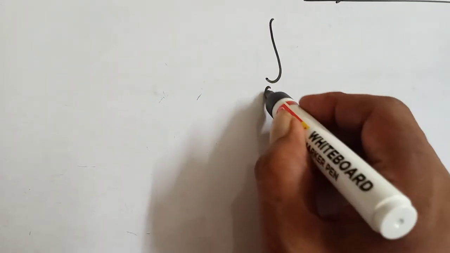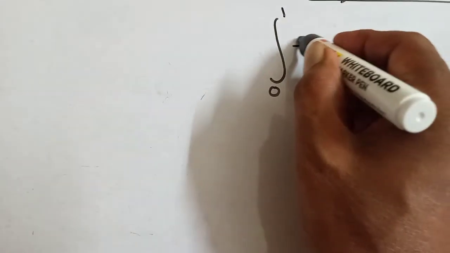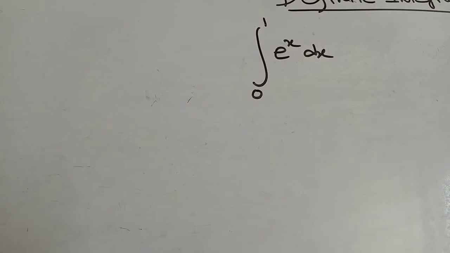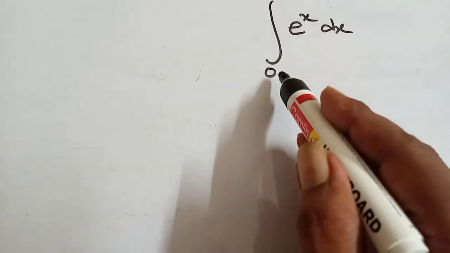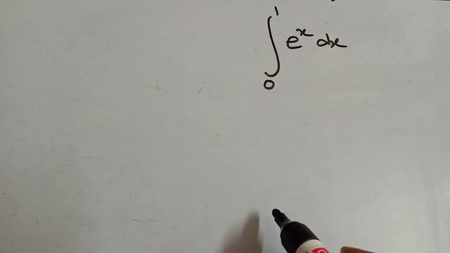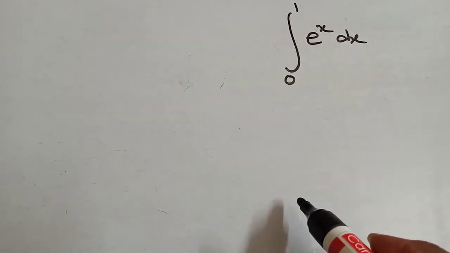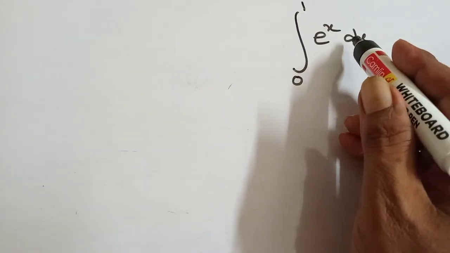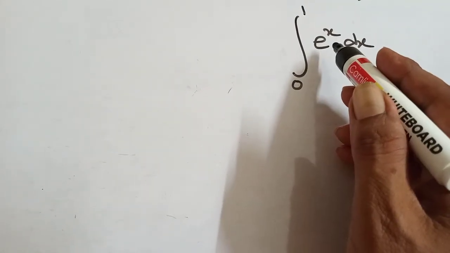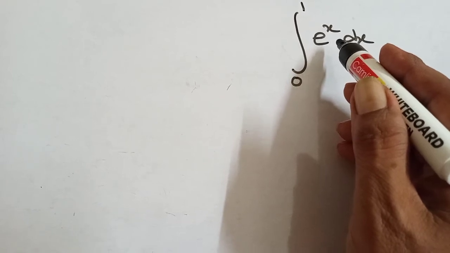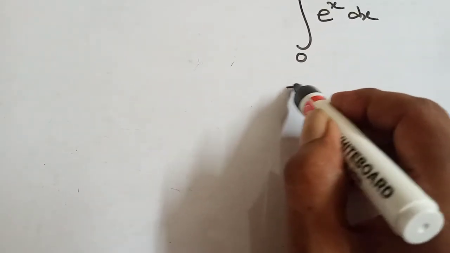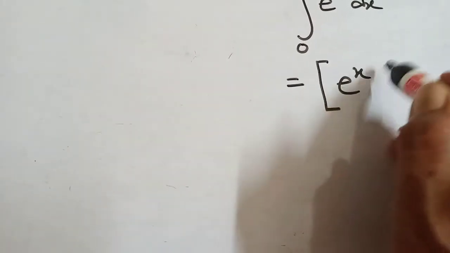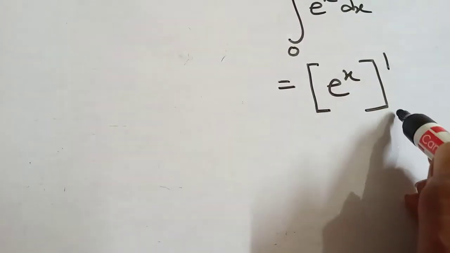Integration from 0 to 1 of e to the power x dx. This is the lower limit, this is the upper limit. At first you do the integration of e to the power x. We know the integration of e to the power x is e to the power x, with limits 1 and 0.